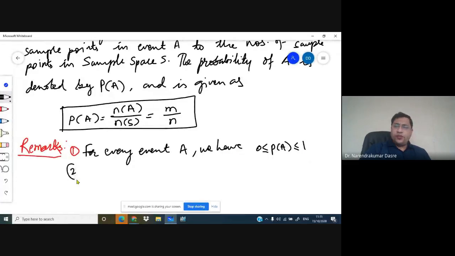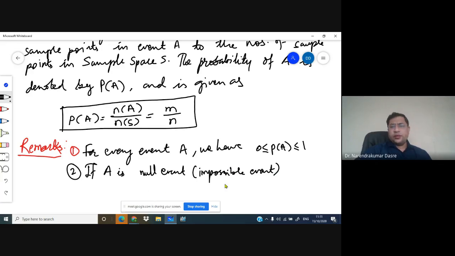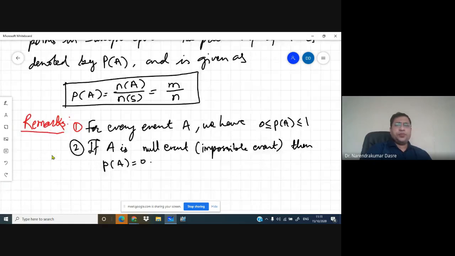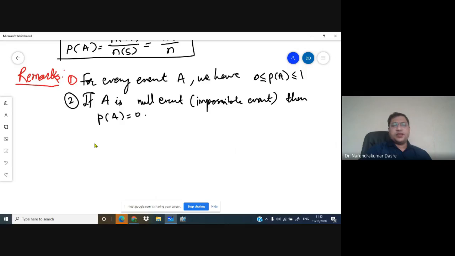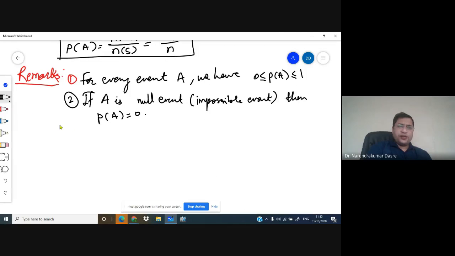Now, when do we have 0 and when do we have 1? If A is a null event, or we can say an impossible event, then the probability of A is equal to 0. So when we have the impossible event, the probability is going to be 0. Next, when can we say the probability is going to be 1?